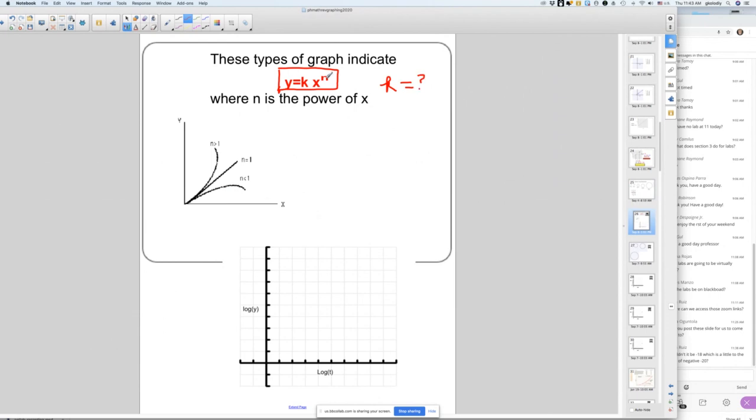Times x raised to some power, like 1, 2, 3, 4. Or if it curves down like this, that means this power is less than 1. If it curves up like this, that means this power is more than 1. You can see that here. Now, there's another way to do this using logs. We're not going to do that today, possibly at another time.